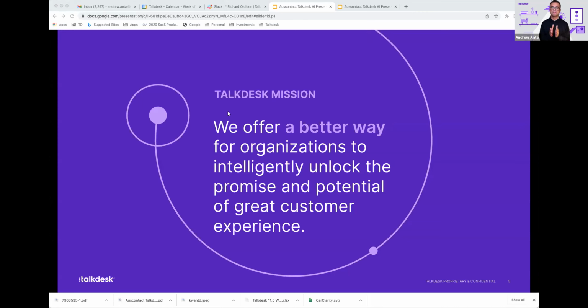And really our mission is to help organizations unlock the promise and potential of a great customer experience. As I've mentioned before in my previous roles, and likewise Richard, we now have a very demanding, very engaging customer set that we're dealing with, where they're a lot more savvy. They're looking for greater one-to-one personalized engagements. So we're here to help deliver on that vision, and through the technology that Richard's going to present, hopefully you'll get a feel for the innovation that Talkdesk brings to the marketplace.